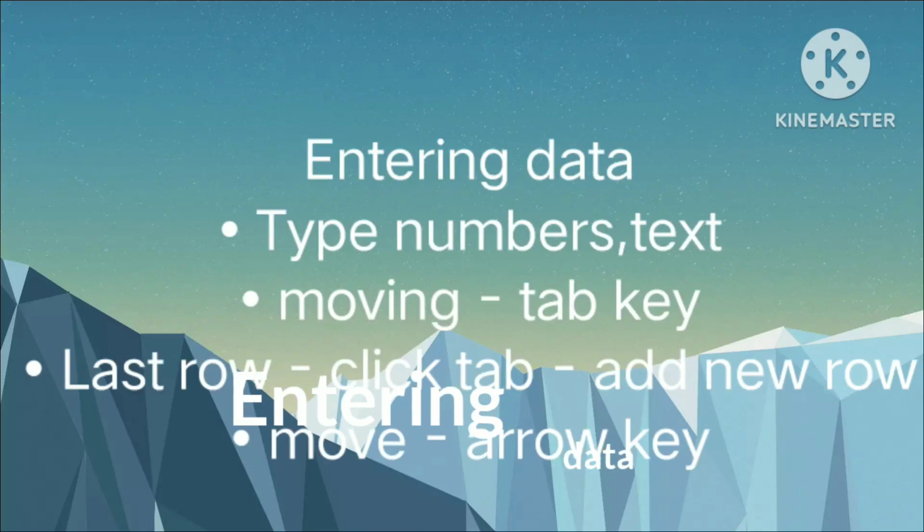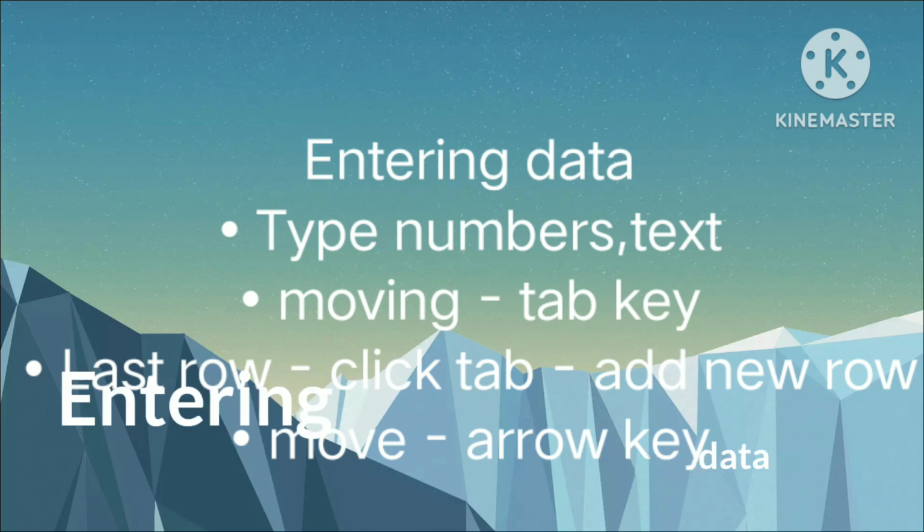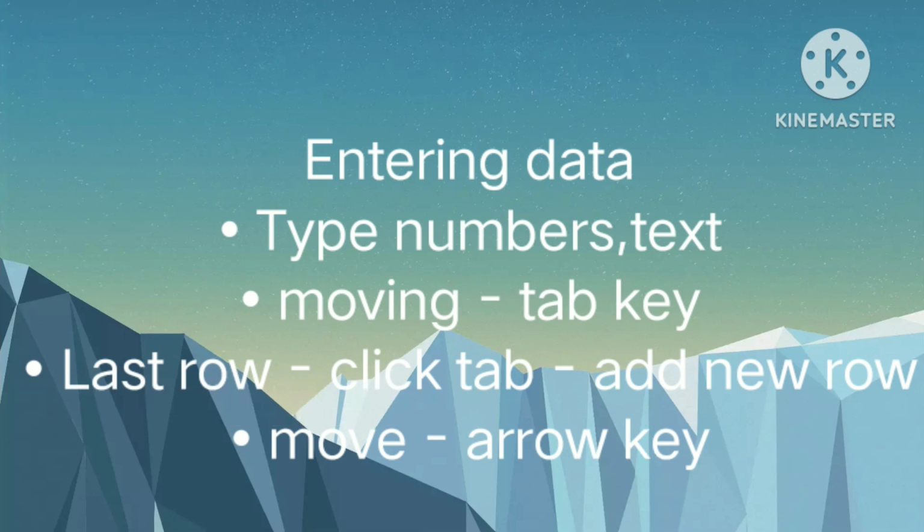Now we are going to see about entering data in a table. We can enter numbers and text in a table. If you want to move within a table, you should press the tab key. Okay, if you want to create new rows or columns, you should place the cursor in the last row or column. Then you should press the tab key. If you press the tab key, one row or column is automatically inserted.